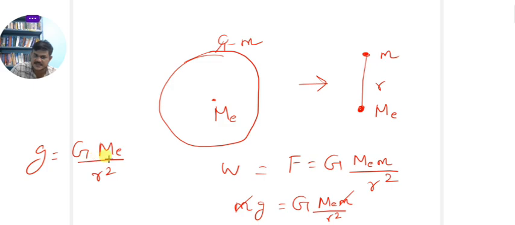Actually, gravity depends upon the source mass, not on the object mass, that is, the person's mass. Clear? So we should know this reality, this fact. We should understand. Clear? Now I'm going to define what is gravitational mass and what is inertial mass, already seen.